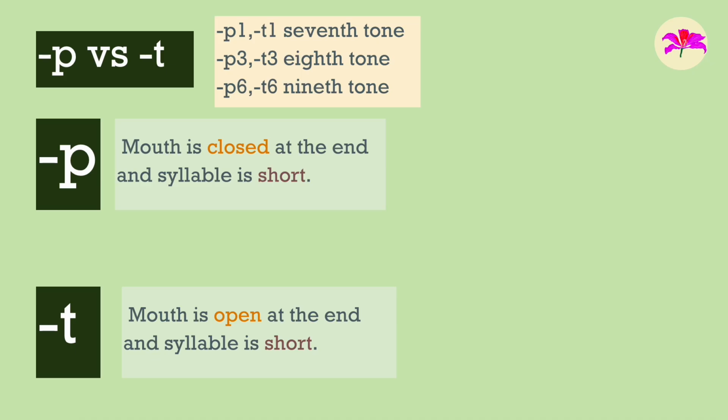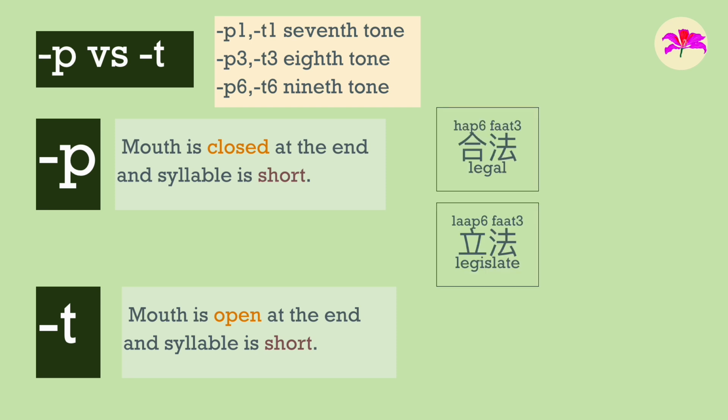Here is a comparison between the endings P and T. Let's look at the examples. At the end, we have our mouth closed for the first word and our mouth open for the second word. 合法 legal, 立法 legislate.